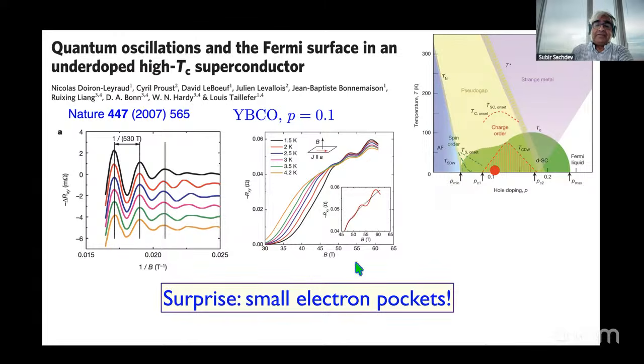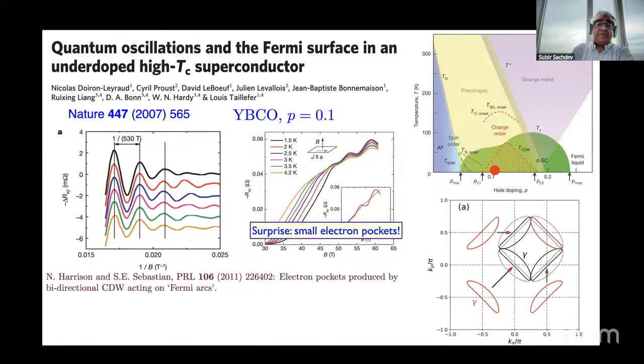But the surprise that no one anticipated is that these are electron pockets. So this is because the Hall coefficient is negative. Okay, so this is giving us very different information than anybody thought should appear in the pseudogap. This is at very high magnetic fields and low temperatures.